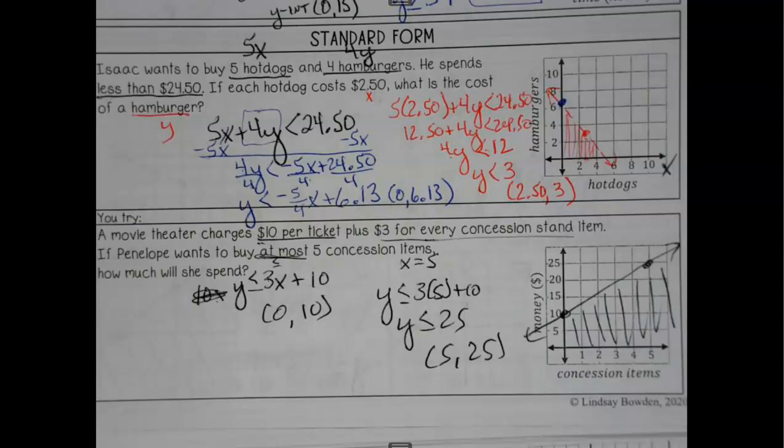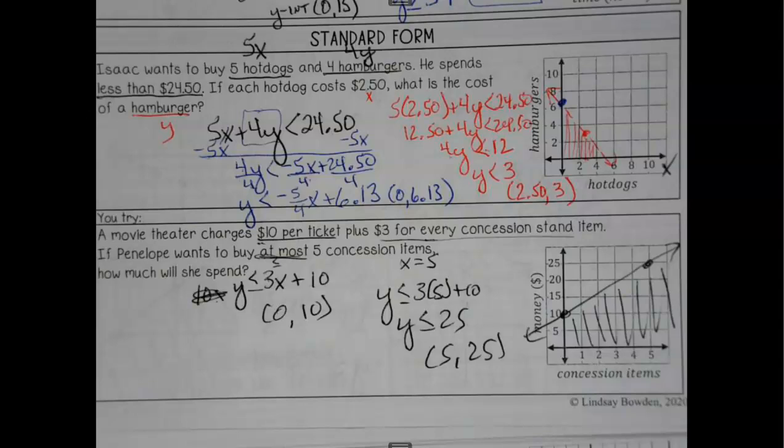But the number of concession stand items I buy, that can vary. Maybe I buy popcorn and a soda. That would make something that changes the value. So there I had to get around the idea that per had to be x. If I want to buy at most, that would be less than or equal to. So I got my initial equation, 3x plus 10, y is less than or equal to that. There's my y-intercept, 10. So I've got one of my 2 points that I need to make my graph.